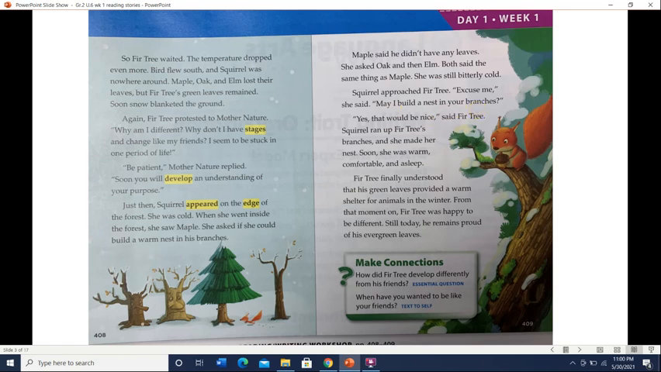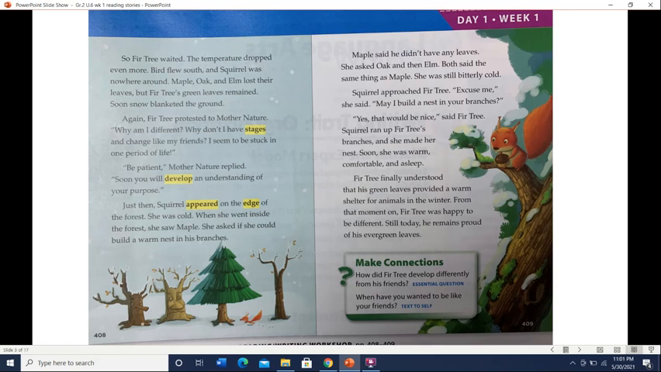Okay, so she was so cold she couldn't take it. She kept going to the trees. "Can I build a warm nest?" First she went to Maple, and then she went to Oak Tree, and then she went to Elm Tree. She asked him, "Can I build a nest in your branches?" But they said, "We don't have leaves. You cannot build a nest and stay warm." So she said, "Oh, I'm so cold. What can I do?" And then she went to Fir Tree.